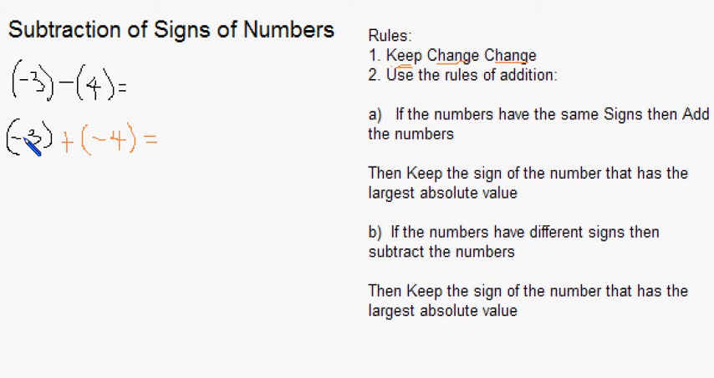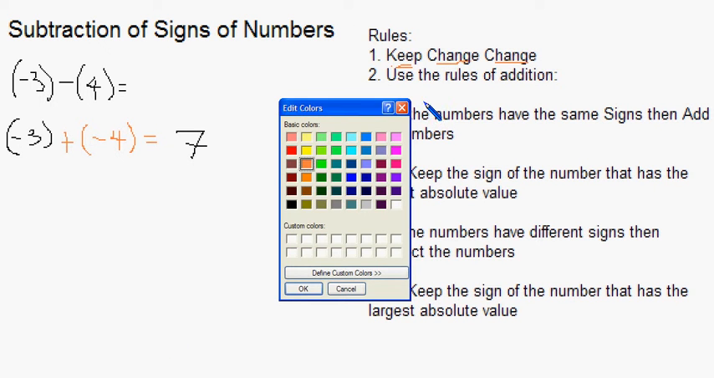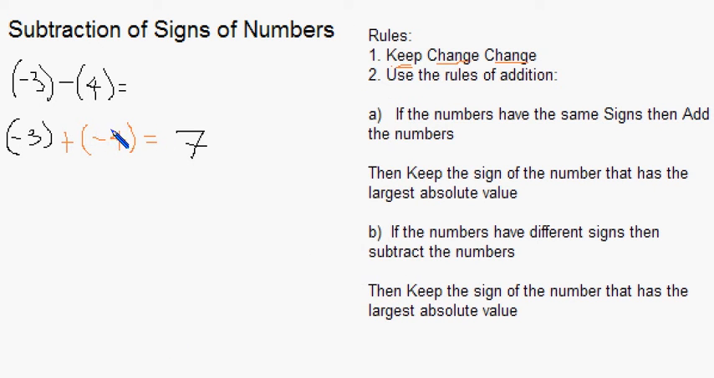So in this case we have a -3 plus a -4. Now we're going to use the rules for addition. And the rules for addition state that if the numbers have the same signs, then you add the numbers. So you add the numbers together, we get a 7. And then we keep the sign of the number that has the largest absolute value. So you notice that the one with the largest absolute value in this case is going to be this -4. So the answer for this will be a -7. So that's our final answer.